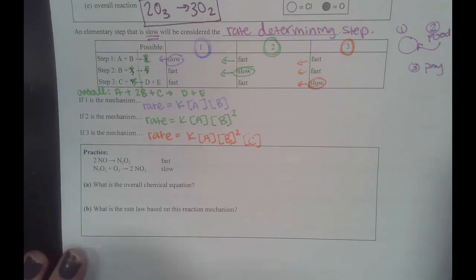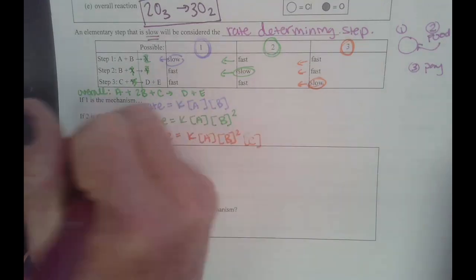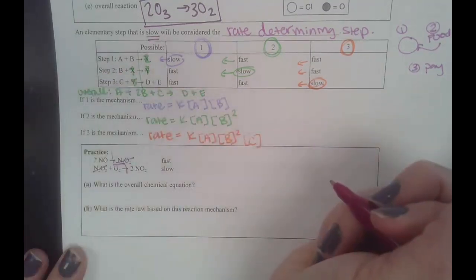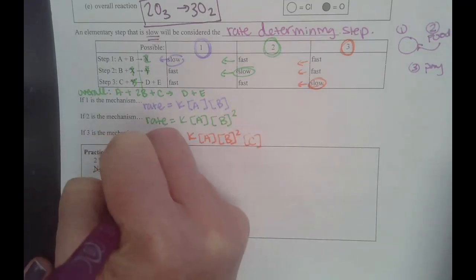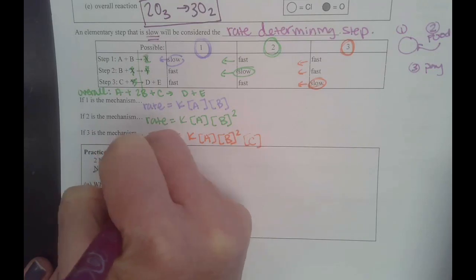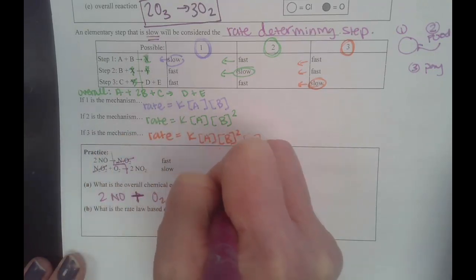What is the overall reaction, right? So I'm looking on both sides of my arrow. This gets to get canceled out. And that's the only thing that's the same. So I'm left with 2NO plus, sorry, big plus sign, O2 produces 2NO2.